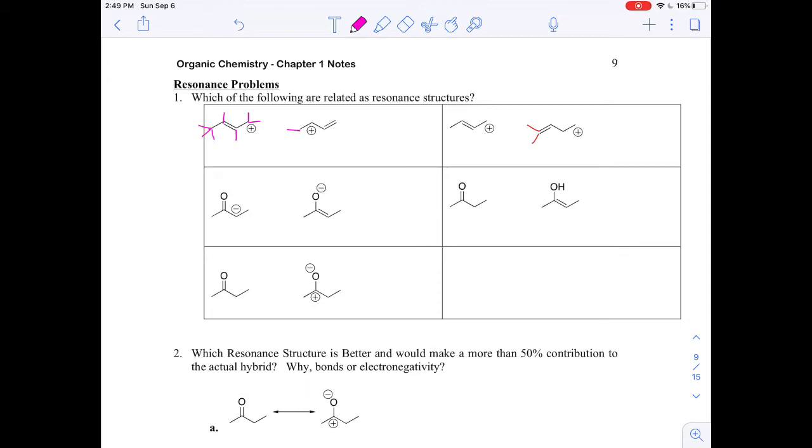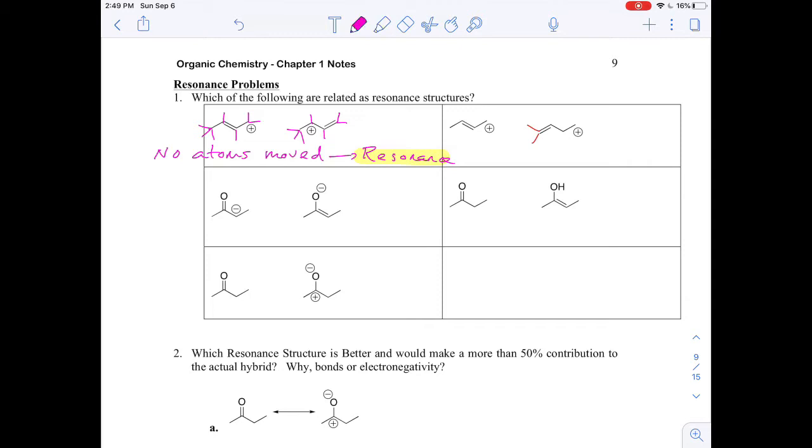Let me look at this one. I would have 3 here, carbocation, one more bond there, one bond here because of the double bond, and then 1, 2, 3, 4 in the end. Look at my pink bonds. Do they look exactly the same? Yes. No atoms moved. Okay, so because of that, that's a resonance.